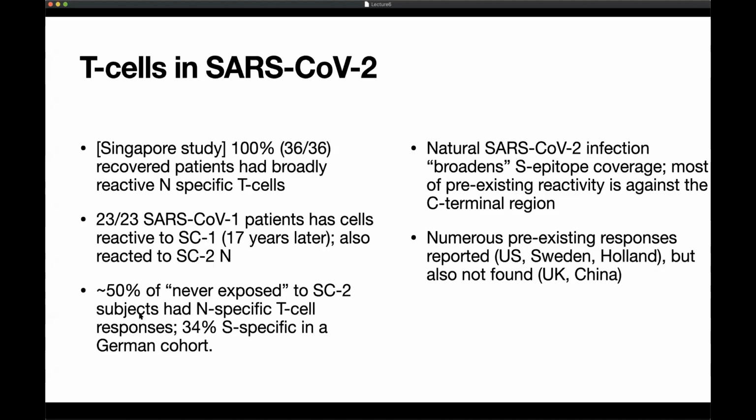About half of people that have never been exposed to SARS-CoV-2 had N-specific T cell responses in one study, and 34% S-specific in a different German cohort. Natural SARS-CoV-2 infection broadens S epitope coverage. What that means is that people that had SARS-CoV-2 and recovered, their immune system targets many different epitopes in spike, whereas if you have pre-existing reactivity, say from other coronaviruses, it tends to go in just one part of the gene. And there were numerous studies that found pre-existing responses, in the US, Sweden, Holland, but there were also some studies that reported that they did not find any.